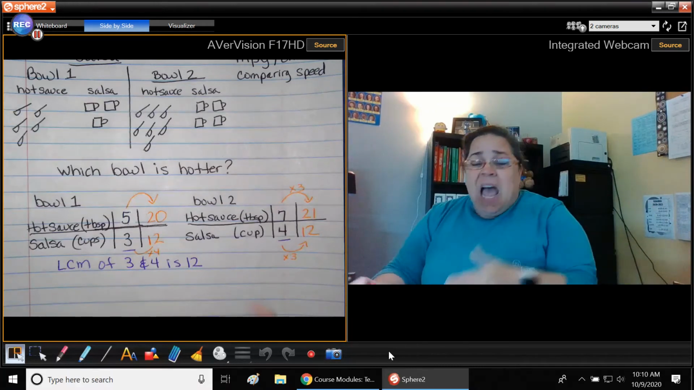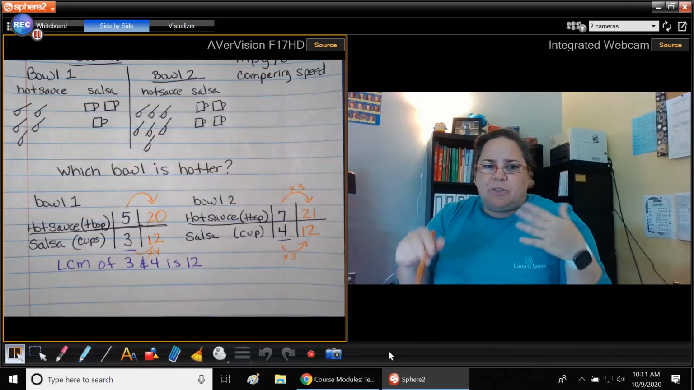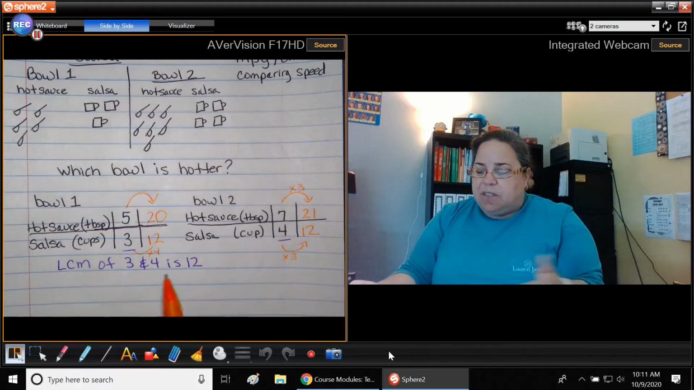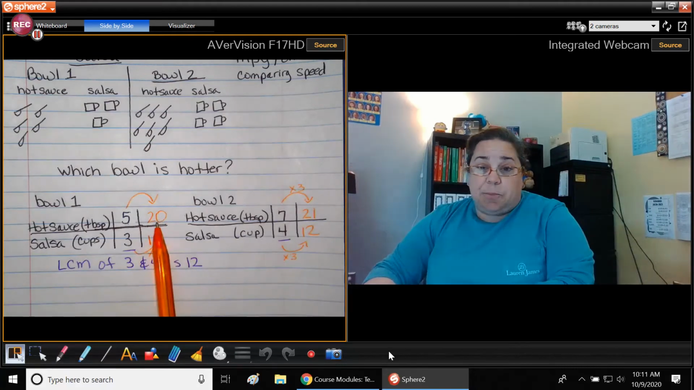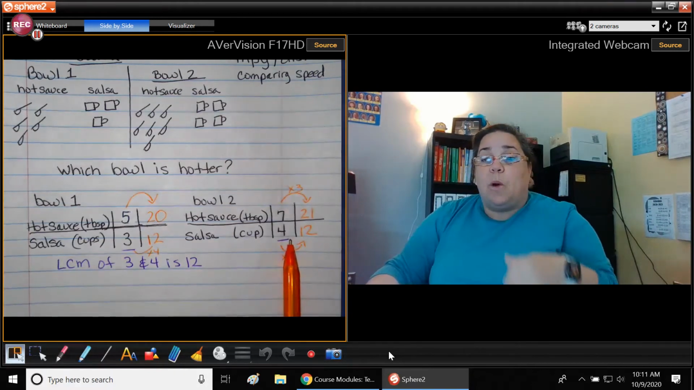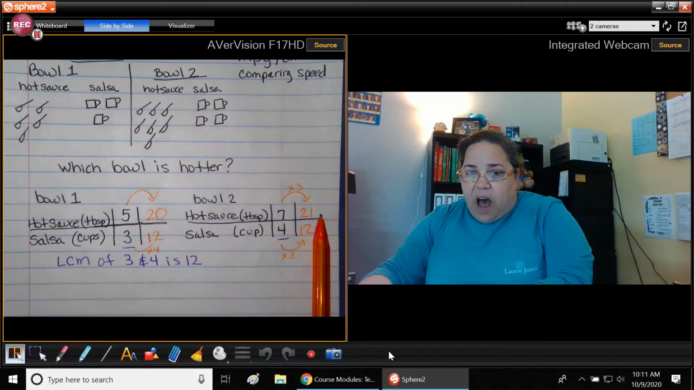Okay, so now this makes it very easy to figure out which bowl is hotter, because now I've converted my recipe to a much bigger recipe. This would be like if I was making it multiple times. So now my recipe would have 12 cups of salsa and 20 tablespoons of hot sauce. But for bowl 2, my recipe would have 12 cups of salsa and 21 tablespoons of hot sauce.